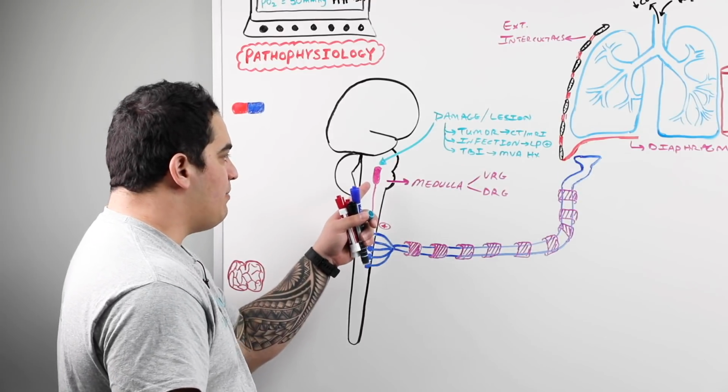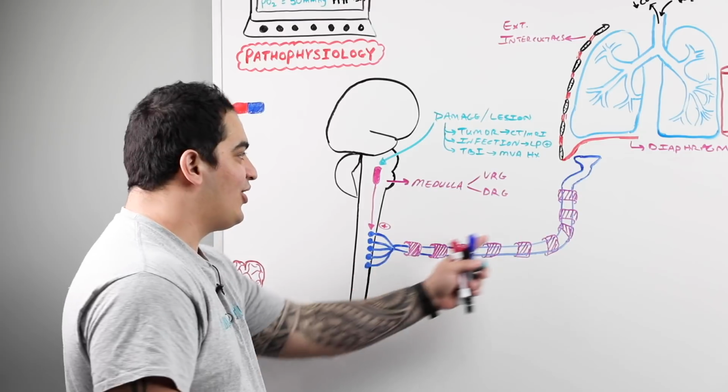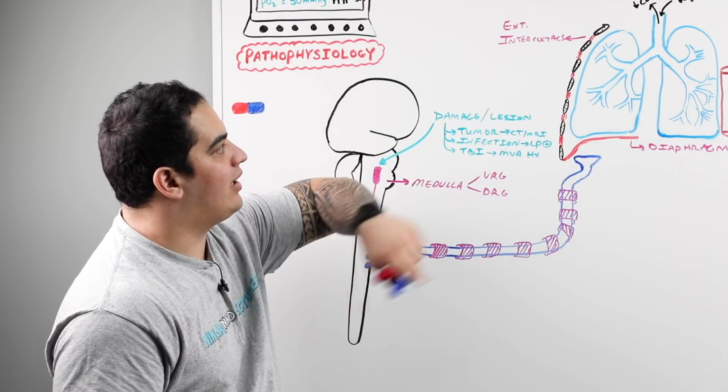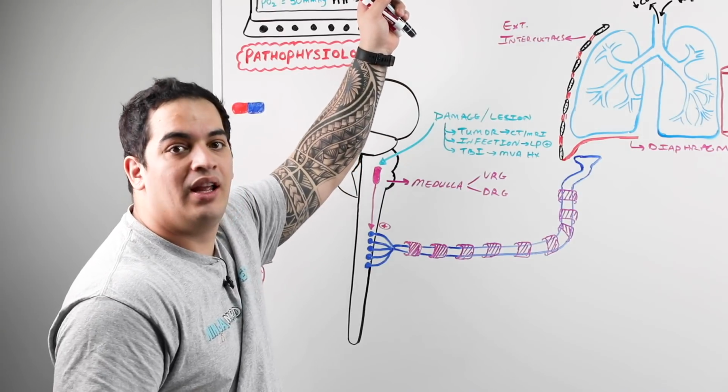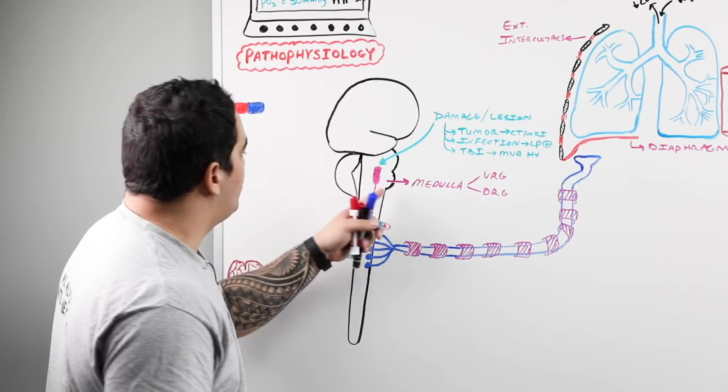If there's damage to this medullary respiratory center, a lesion of it, it's not going to fire. It's not going to cause the nerves to fire. It's not going to cause the muscles to contract. And if you can't contract the muscle, you can't get rid of CO2 and you can't bring in oxygen. Boom.